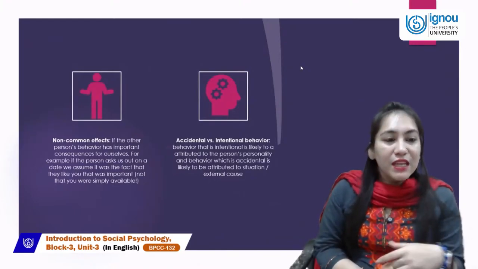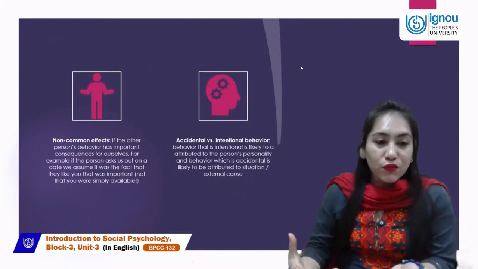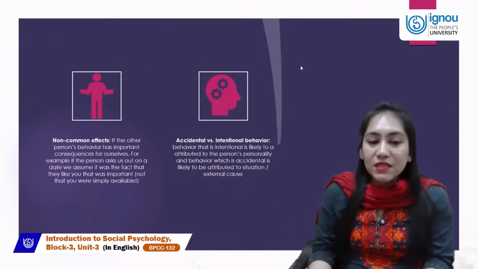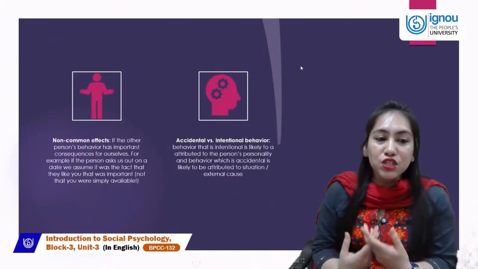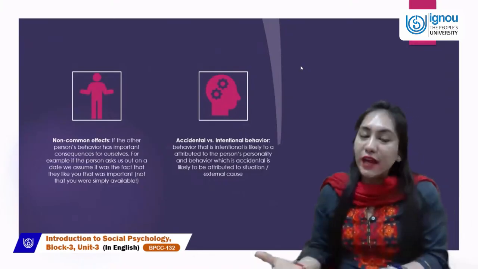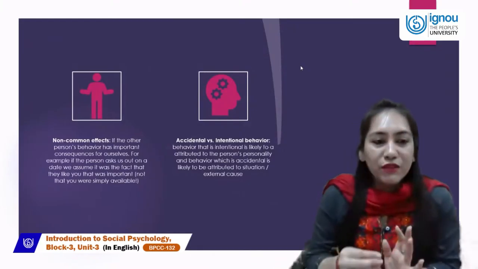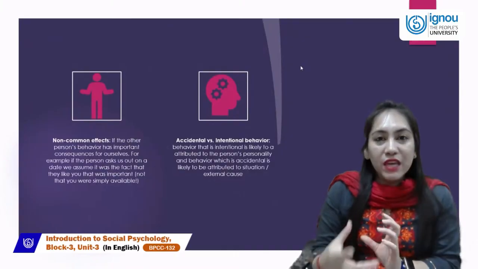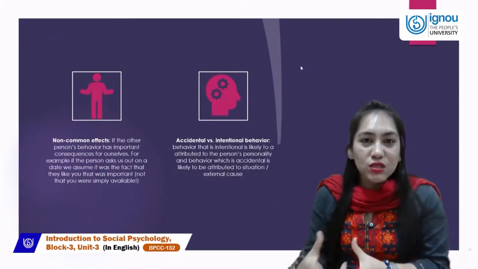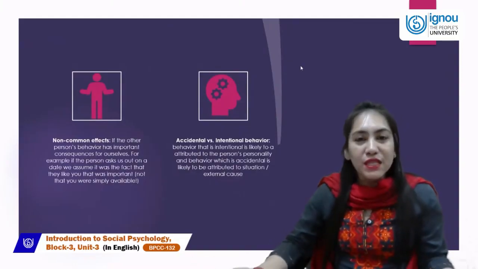The non-common effect suggests that if the other person's behavior has important consequences for ourselves, for example, if a person asks us out on a date, we assume that it's because the person genuinely feels that I am an important person, rather than feeling that I'm just available. So the non-common effect is a person's behavior seeming to be important rather than just something general which is seen by all.